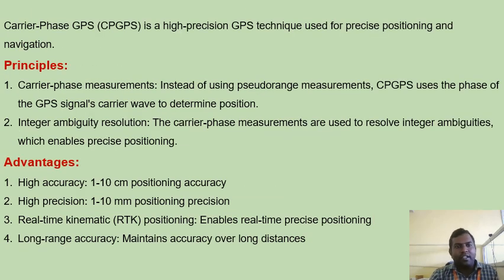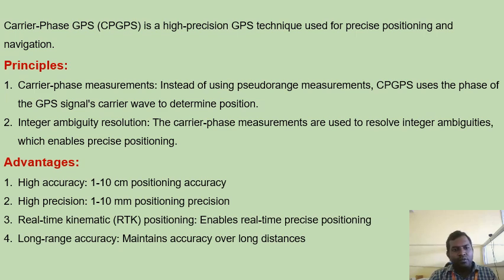So now in that aspect, we are going to see the different types of GPS. And the first one we are going to see is carrier-based GPS, simply called CPGPS. It is a high precision GPS technique used for precise positioning and navigation. It uses carrier-based measurements instead of pseudo range measurements. CPGPS uses the phase of the GPS signal carriers to determine the position.